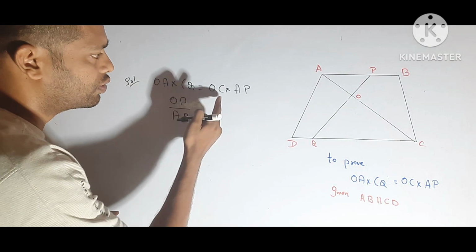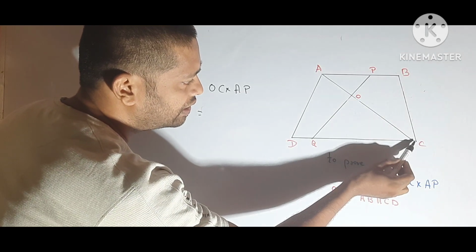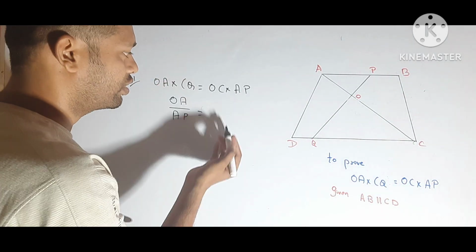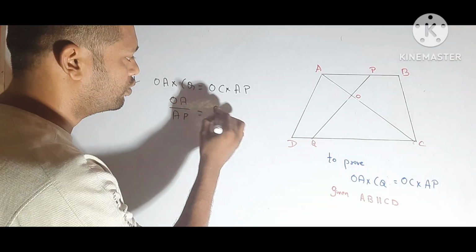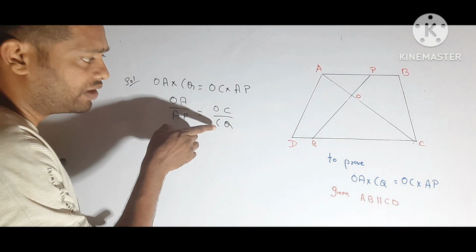So we are left with OC and CQ. Let me see whether OC and CQ come in the same triangle. Yes, sir, they are coming in the same triangle. Now we can write like this also, so OC by CQ. Can we write? Yes, sir.